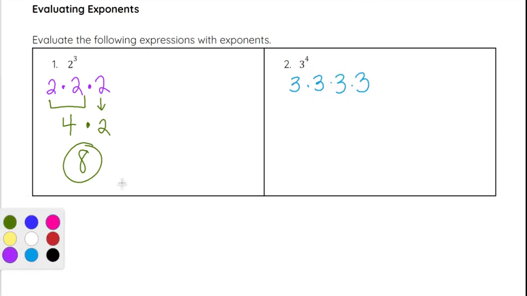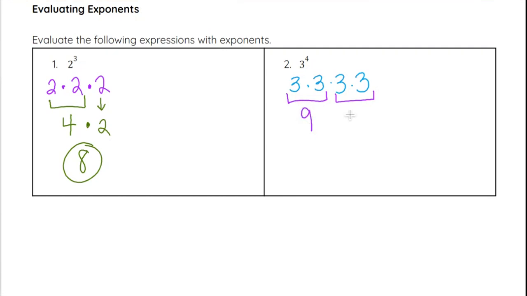Now with this one, I would use the associative property of multiplication, and I would actually do 3 times 3 and 3 times 3, and I'd get 9 and 9, and then multiply those together, as opposed to doing 3 times 3 is 9, times 3 is 27, times 3, and go on from there. So I would do 9 and 9 and get 81. So again, 3 to the fourth power will be 81.